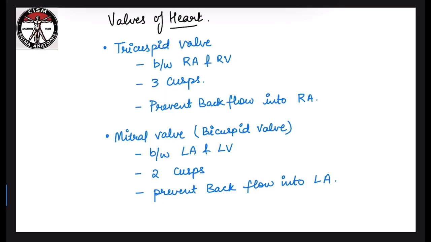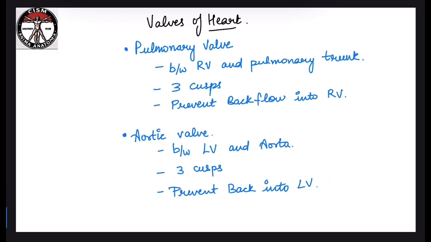The second one is the mitral valve, which is also known as the bicuspid valve. It is between the left atrium and the left ventricle. It has two cusps, that's why its name is bicuspid valve. It prevents backflow into the left atrium. Now, there is the pulmonary valve, which is between the right ventricle and the pulmonary trunk. It also has three cusps. It prevents backflow into the right ventricle.